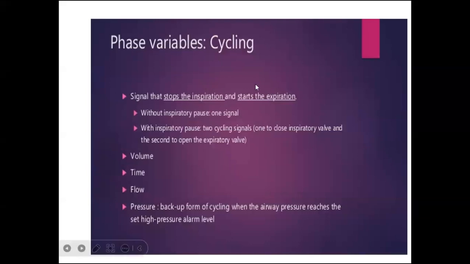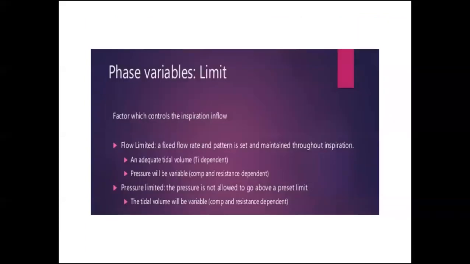And cycling. Cycling is what stops inspiration so it can go to expiration. What variables can you use for cycling? Which can you set to go for cycling? Think. Like during triggering, you have 3 variables. So for cycling, when to stop inspiration and go back to expiration, what parameters can tell the ventilator? Volume, trigger, time.